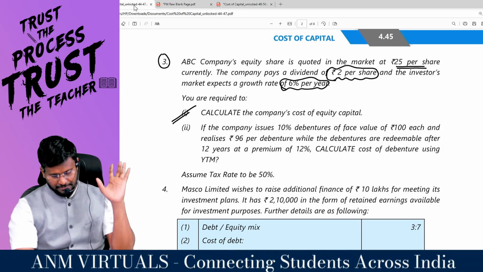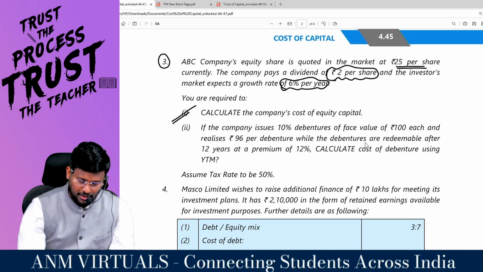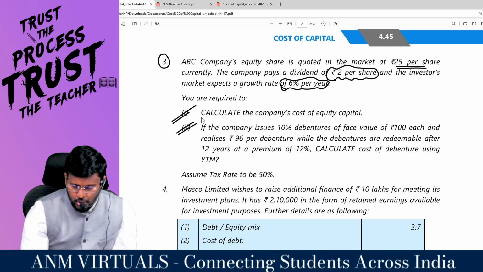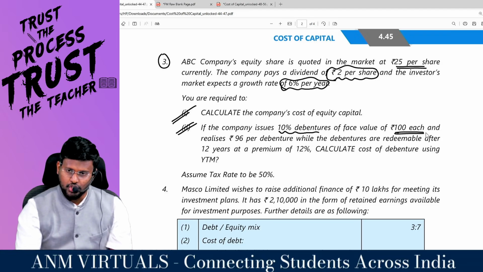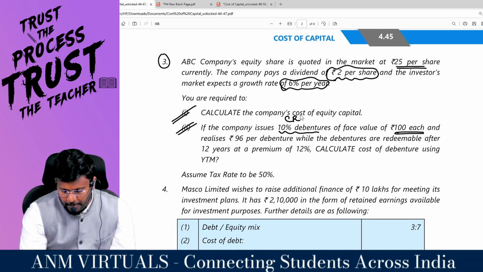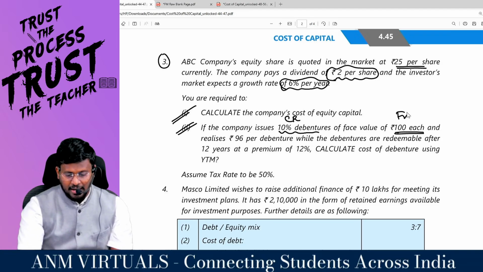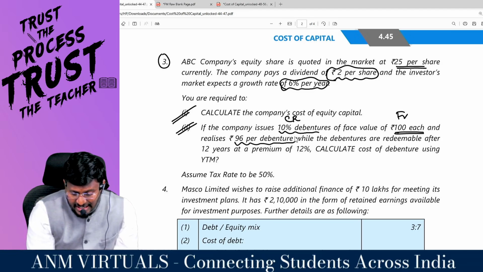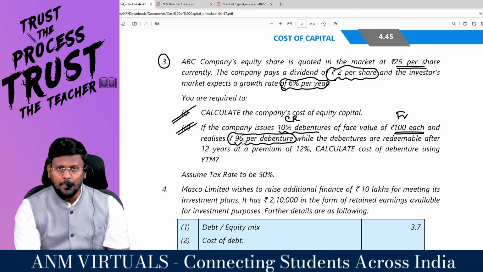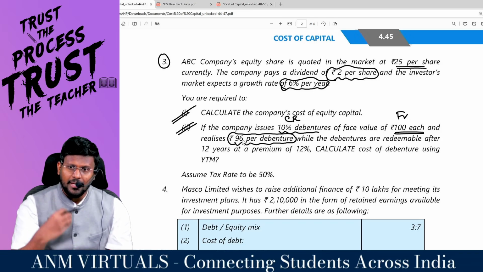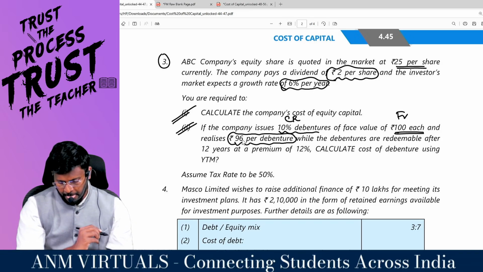We will be getting 2 mark. Another 2 mark or 4 mark. If the company issues 10% debenture of face value of 100 each. So the coupon rate is 10%, face value is equal to 100 and realizes 96 per debenture, that means 4 may be flotation cost. So 100 minus 4, company will be getting 96 rupees to enjoy.